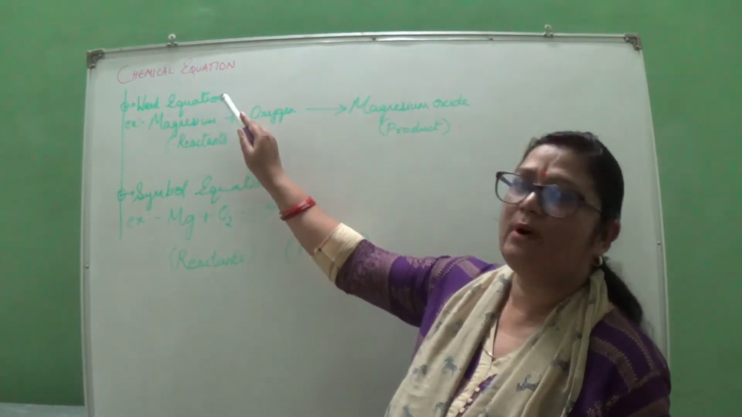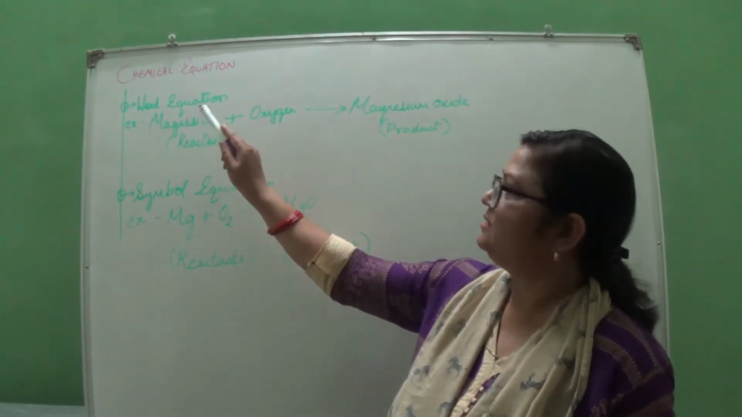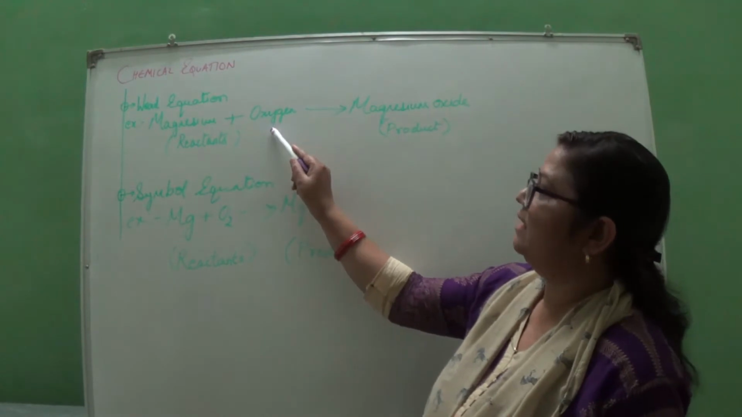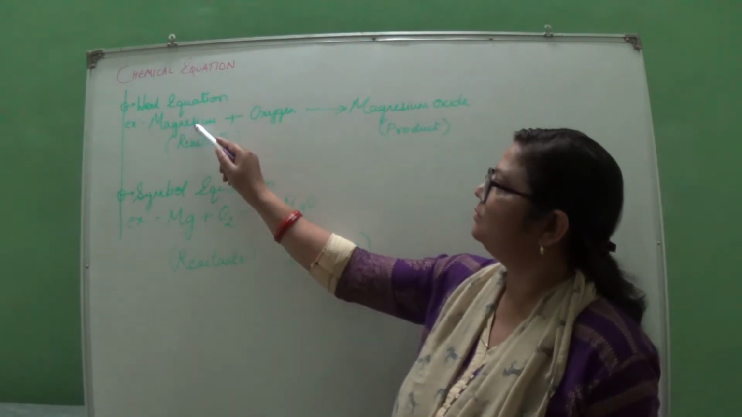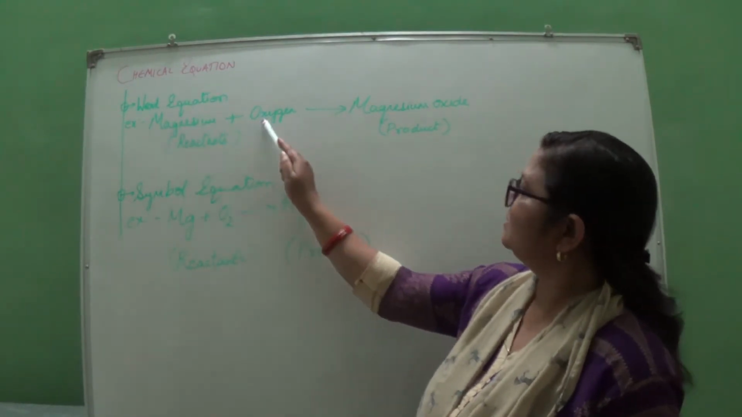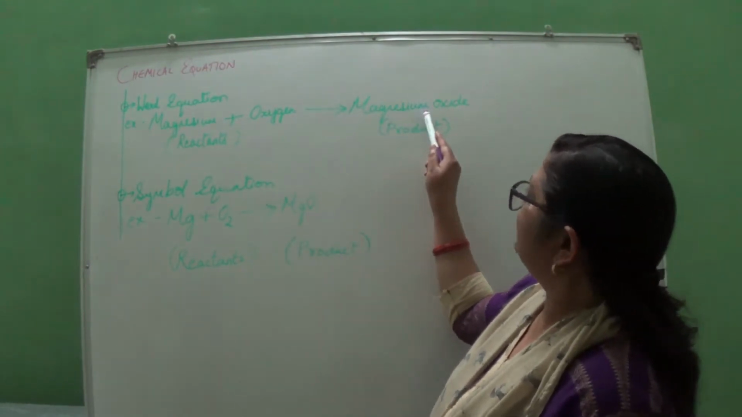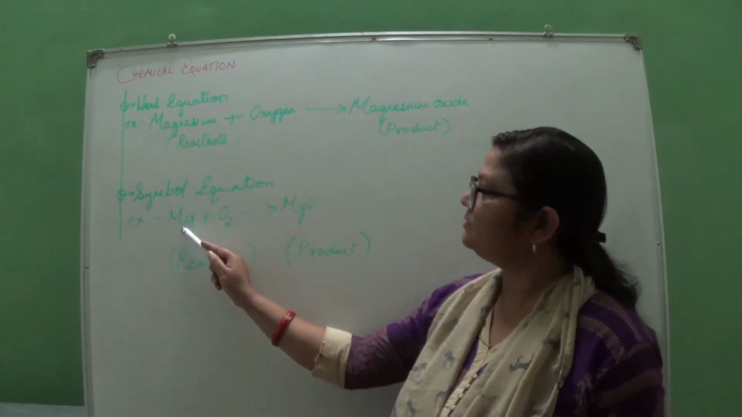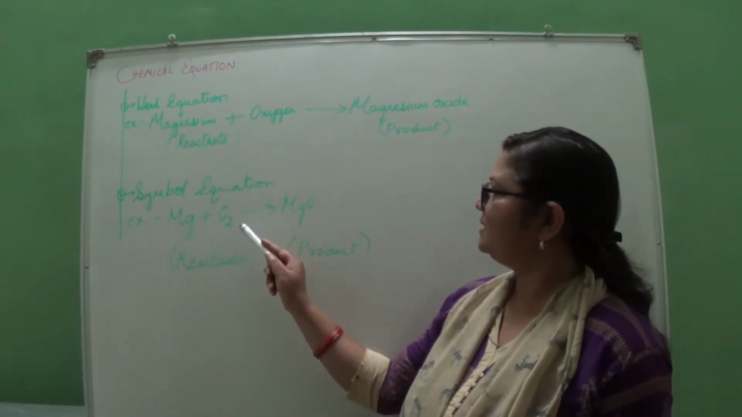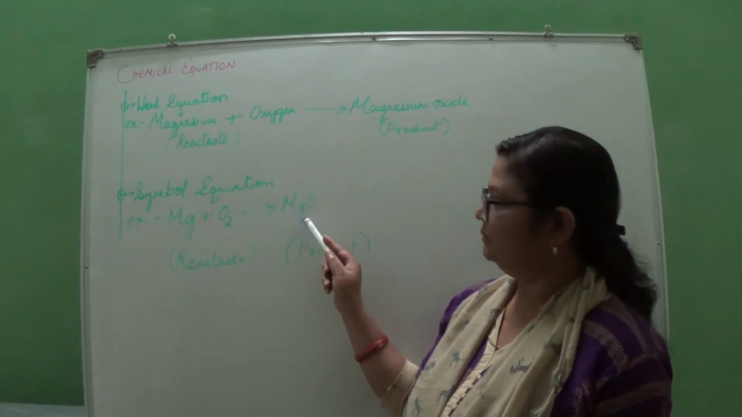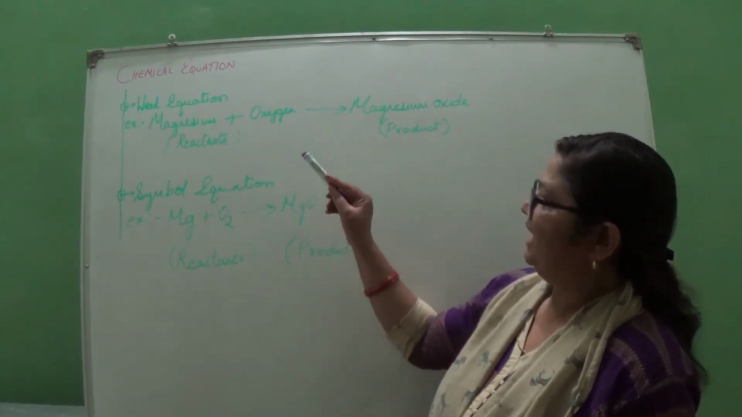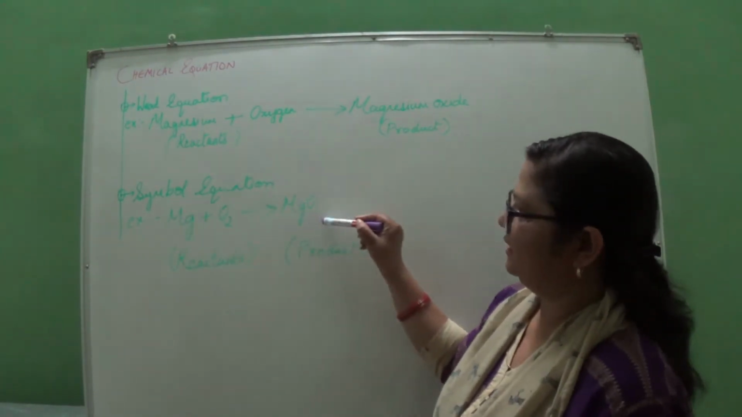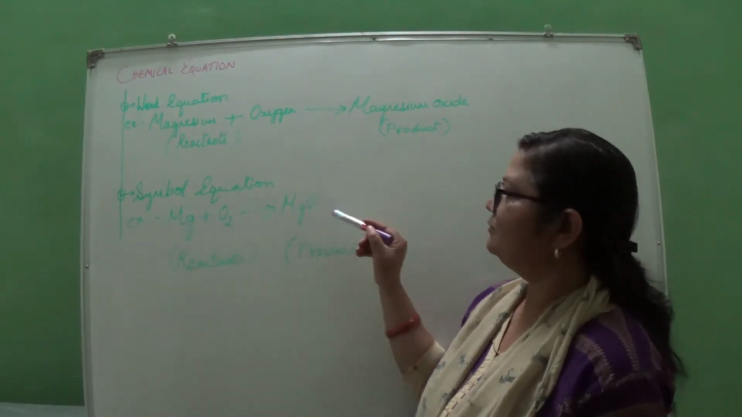So when we are talking about the word equation, here it is represented in the form of words. Magnesium plus oxygen, we are representing it with the whole word form, magnesium plus oxygen, to give the product magnesium oxide. In the symbol form, we are writing the symbols of those elements. Mg plus O2 gives MgO. And to represent any reaction in the notebook, this becomes more convenient because it is in the shorthand form.